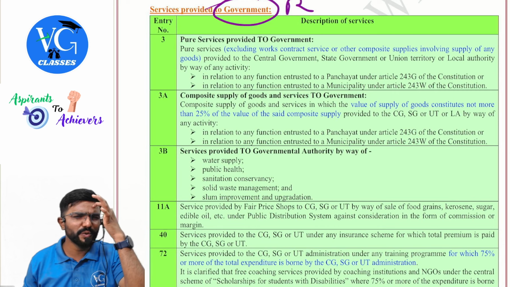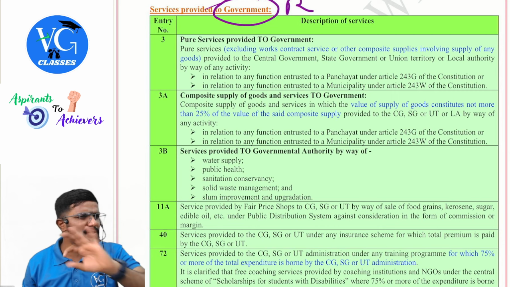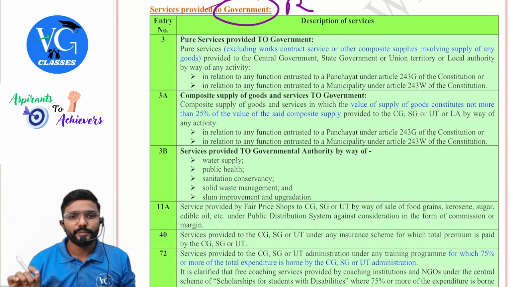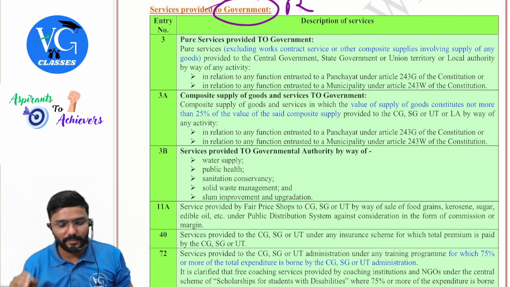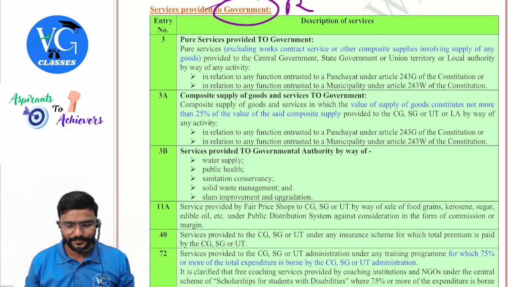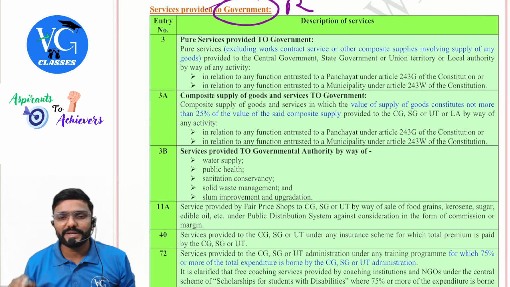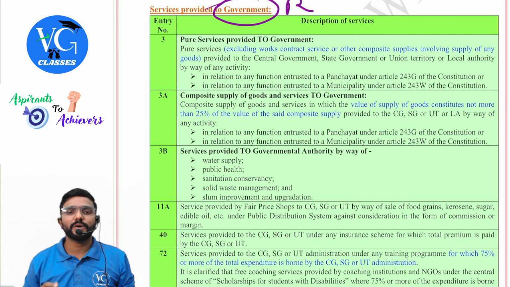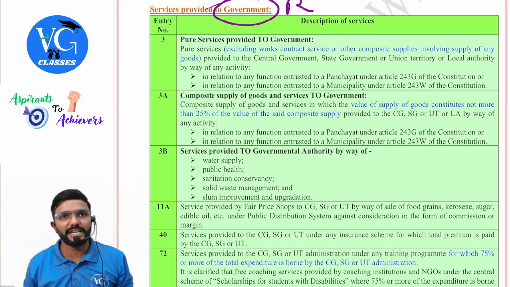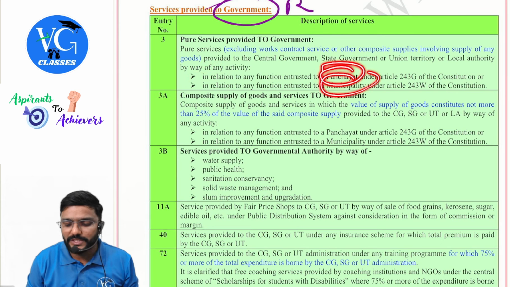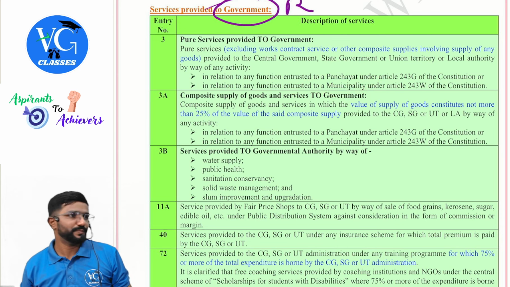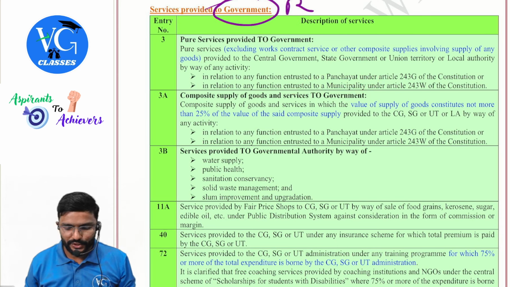Entry 3. Pure service. Pure service means 100% service. No goods is involved, guys. Pure services excluding work contract service and other composite supply involving supply of goods, means goods should not be there. Provided to central government, state government or union territory or local authority by way of any activity in relation to any function entrusted to panchayat or municipality as per the constitution. As per the constitution, right?